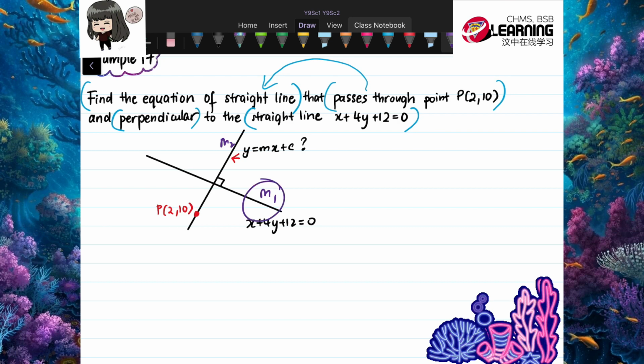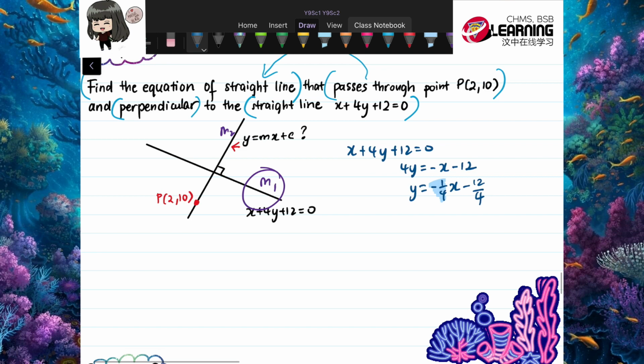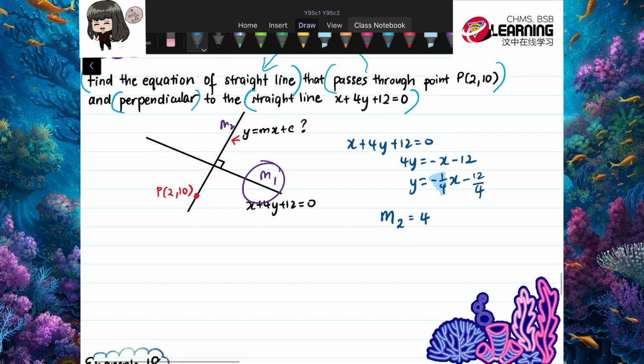As long as you find the gradient of this line, then you can find the gradient of the other one, right? So we're gonna find this m1. How to find m1? We're gonna use this equation to make y as subject. I move the 4, divided by 4 for all. So my gradient here is negative 1 over 4, and that's my m1. So my m2 is the negative reciprocal: change sign, flip it. So m2 is 4.